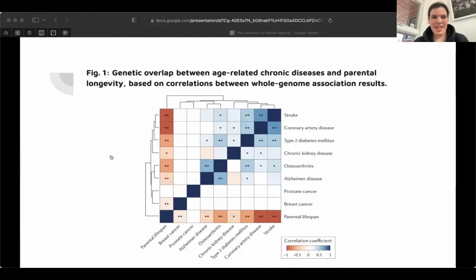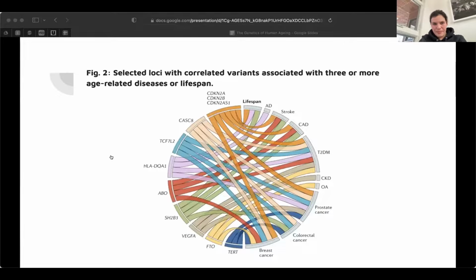And then the next figure here covers the loci with correlated variants associated with three or more age-related diseases or lifespans. I feel like for our purposes, this is a lot easier to digest as a reader because you can see the significance of the crossovers and things. And I guess if you're not colorblind, then the color coding really helped.